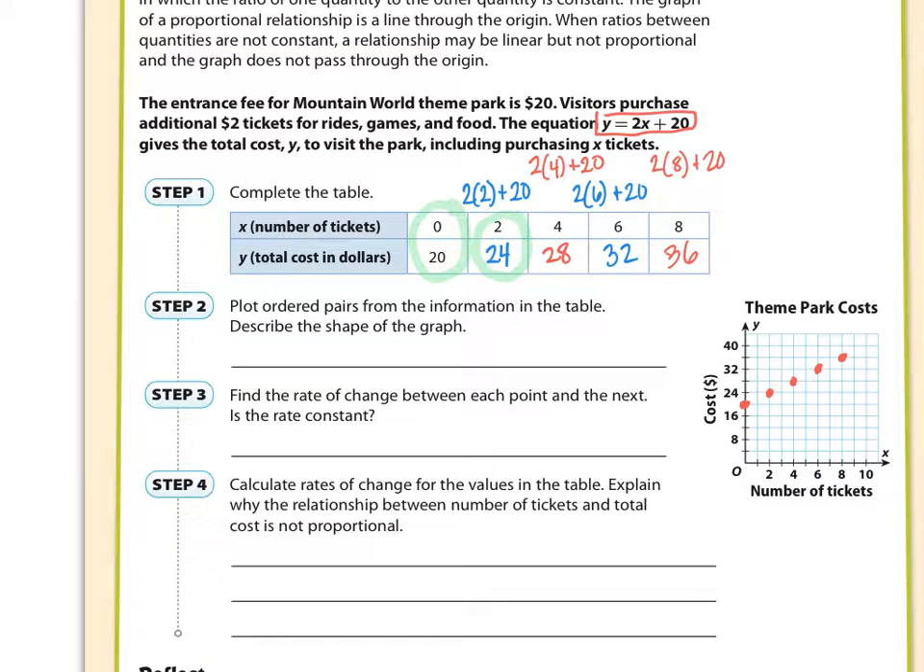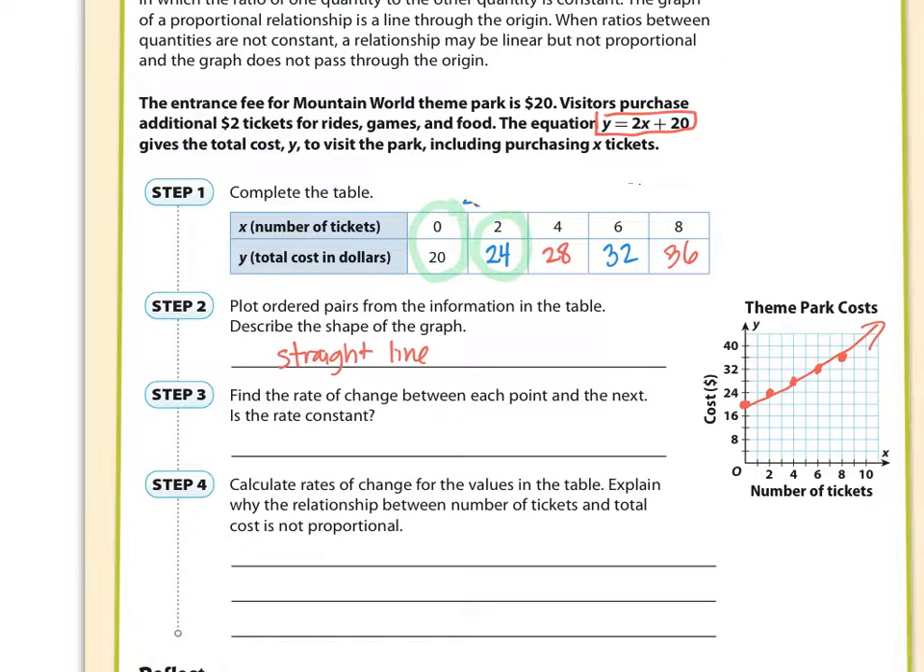So we want to describe the shape of the graph. So the shape is a straight line, because you can see that it just goes in a straight line. And my line is not very straight, but it's supposed to be a straight line. So we want to find the rate of change between each point and the next, and is the rate constant? So I'm going to end up erasing some of this up here at the top. And we're going to look at rate of change.